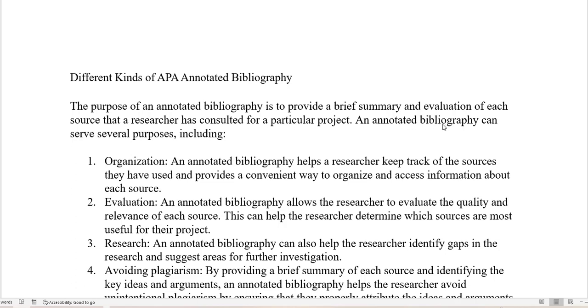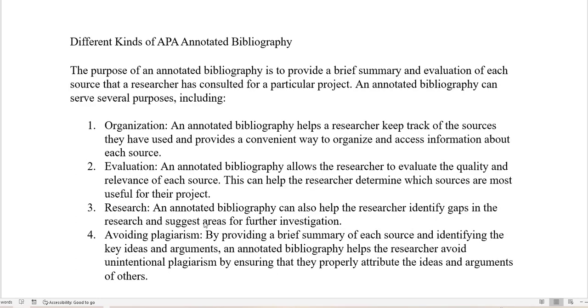An annotated bibliography can serve several purposes, including organization. An annotated bibliography helps a researcher keep track of the sources they have used and provides a convenient way to organize and access information about each source. Evaluation. An annotated bibliography allows the reader to evaluate the quality and relevance of each source. This can help the researcher determine which sources are most useful for their project.